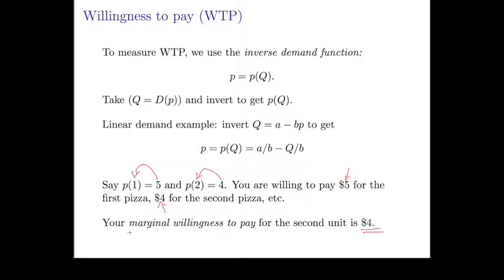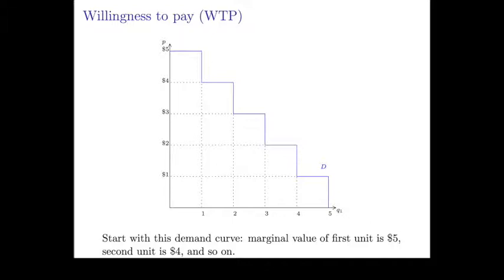So again, this word marginal means for the next one. So your marginal willingness to pay for the second pizza is $4. Let's look at a picture to make this idea a little clearer. Let's suppose this was your demand curve. You can only buy whole units, let's say.